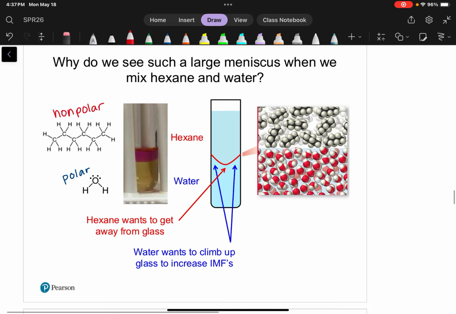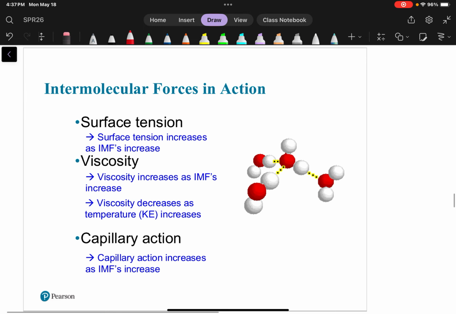All right, so in summary, and this is the last slide that we'll do today, we looked at viscosity and surface tension, and the last one that we checked out was capillary action. And again, you guessed it, capillary action is going to increase as the IMFs increase, just like we saw with surface tension and with viscosity. So these IMFs are really important, and they govern a lot of behavior at the macro scale.